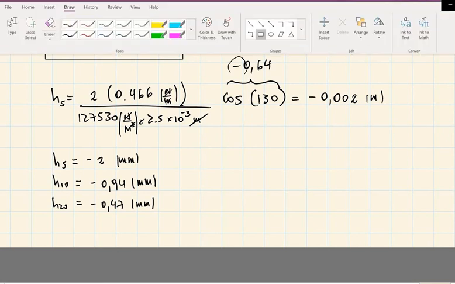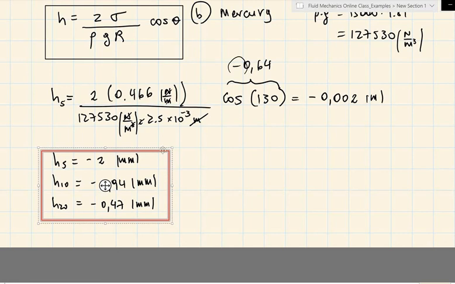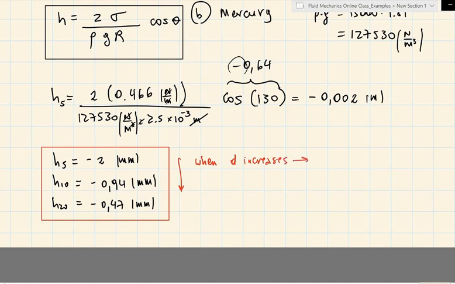Conclusion. Let me put this in a box. Let me fix the box so it looks nicer. So, in the same way, when you increase the diameter D of the capillary tube, there is a decrease of the effect of the surface tension, and therefore H decreases.